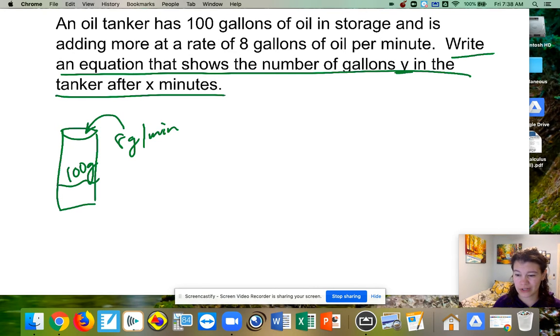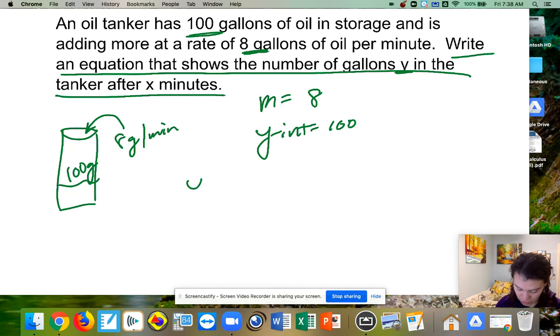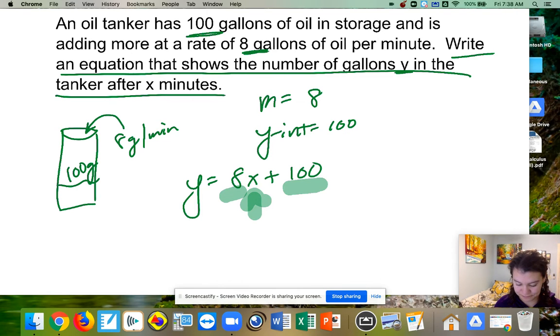So you need to think of what's our slope, what's changing as we increase, and then what do we start off with. So our m is what's changing. Here we're adding 8 every minute. And then what we start off with would be your y-intercept. That's always what your initial value was, 100. So we write this out. y will equal 8x plus 100 because we started with 100 gallons. And then every minute, every x, we're adding another 8.